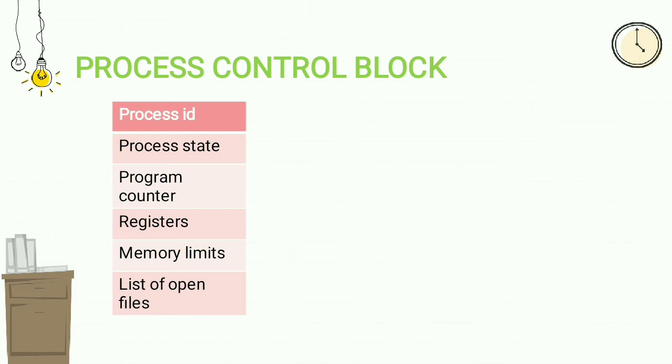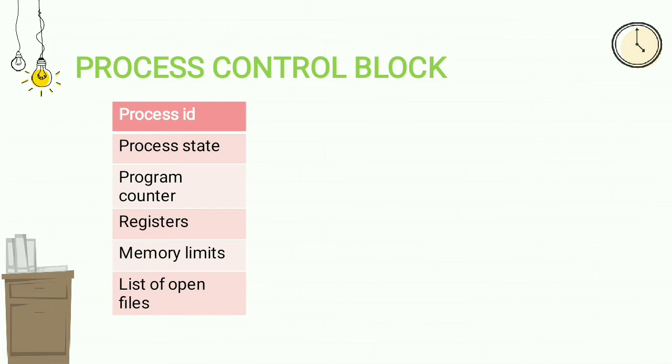The next one is the process state. A process can be in any of the five states: new state, ready state, running state, waiting state or terminate state. The next one is the program counter. The processes are executed in a sequential manner, one by one. The program counter points to the particular process to be executed.